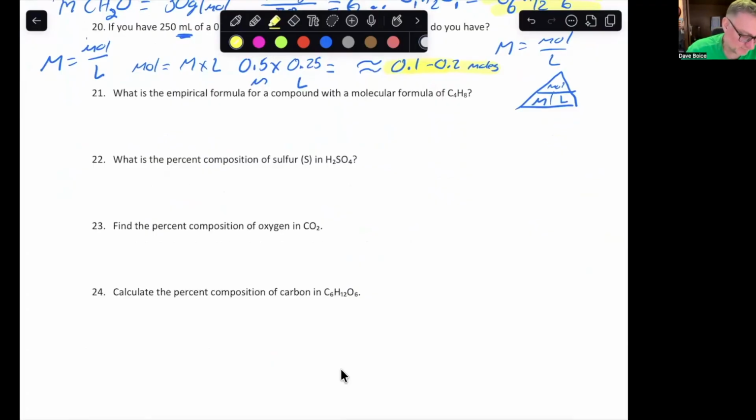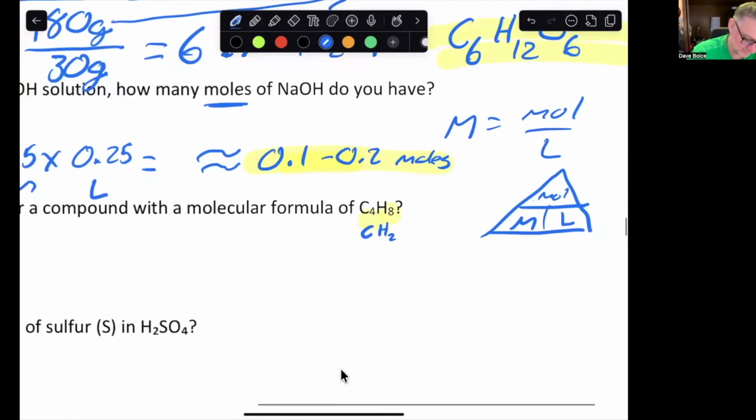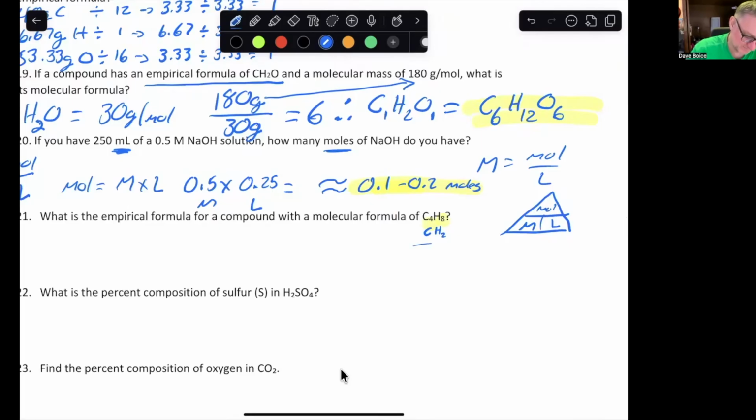What is the empirical formula of a compound with a molecular formula of C4H8? This is probably the easiest of the molecular empirical formula questions because I've got C4H8, and what is the lowest ratio that I can rewrite that in? 4 goes into 8 twice, so I can write that as CH2, and that would be the same thing.